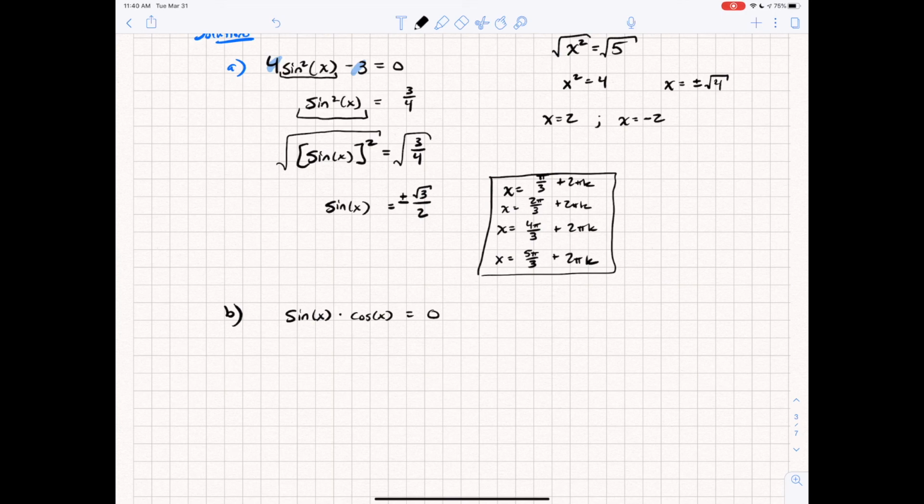This is where you're going to have to remember the zero product property, which says if you have two things that are multiplied together and the product is equal to 0, this means that either A is 0 or B is 0, because that is the only way to get 0 as a product. So here, if I have sine of x times cosine of x is equal to 0, this means that either sine x is equal to 0 or cosine x is equal to 0. And this is how we set up and get the equations that we need to solve.